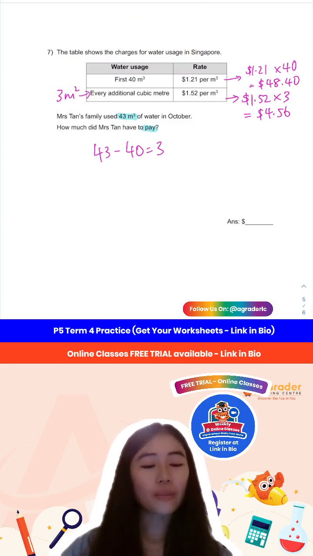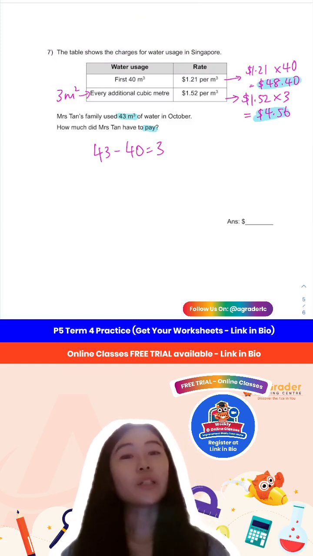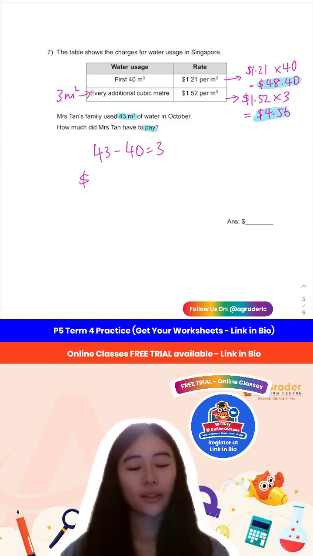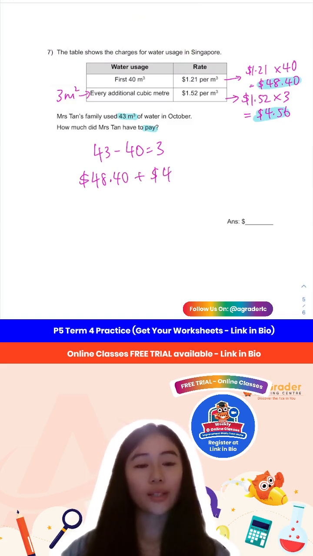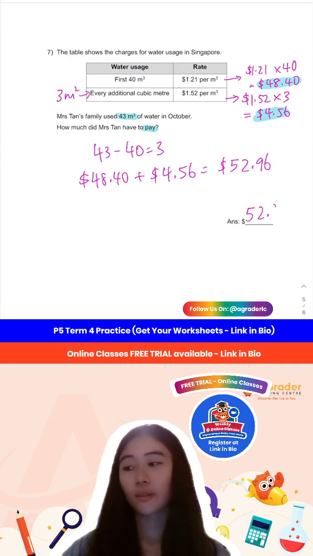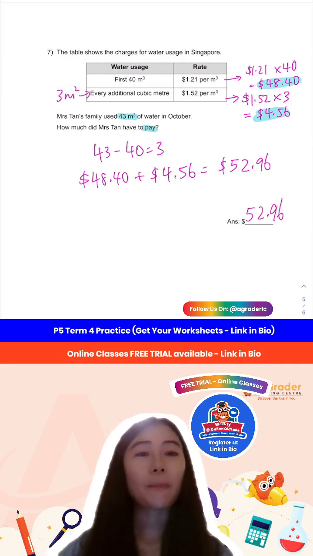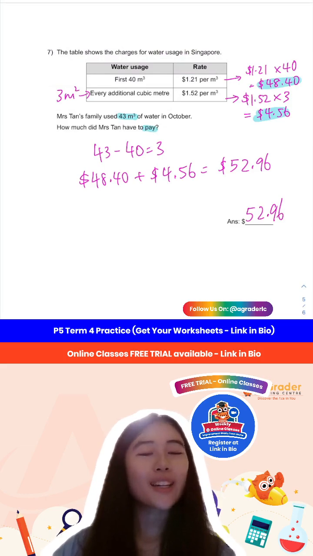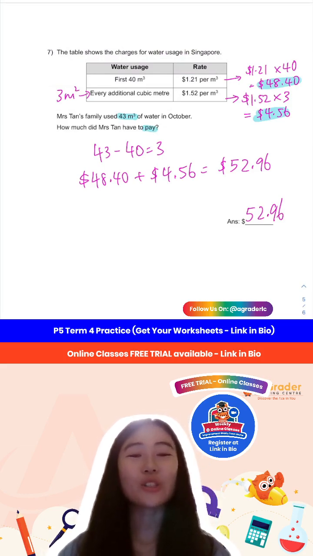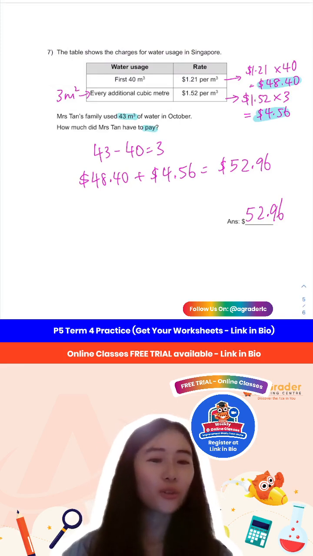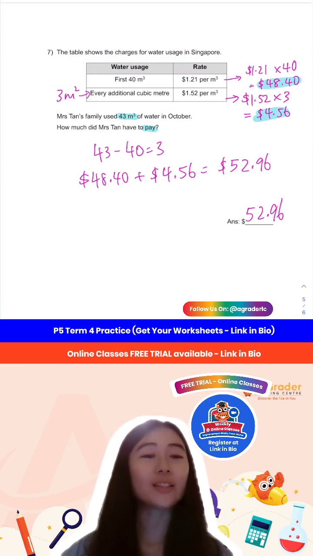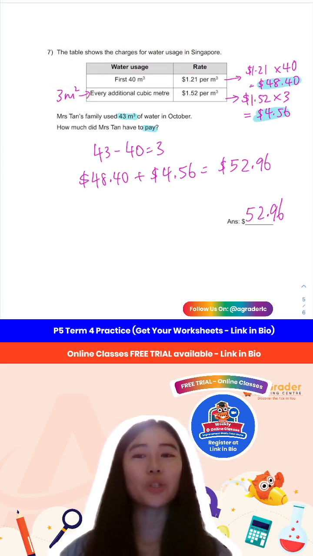And then the last step is to add up these two numbers. So we'll use 48.40 plus $4.56. And then you can get the final answer, which is $52.96. Yes, IDK, you got the correct answer from the first try. Excellent. The rest of you, you try again, then you get the correct answer. That's also okay. At least you retry.